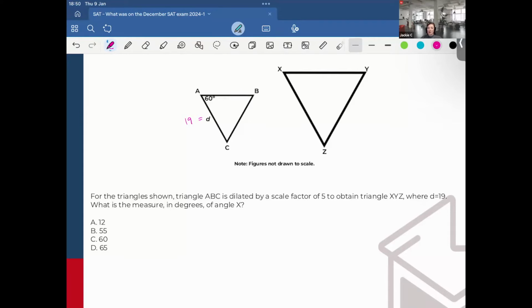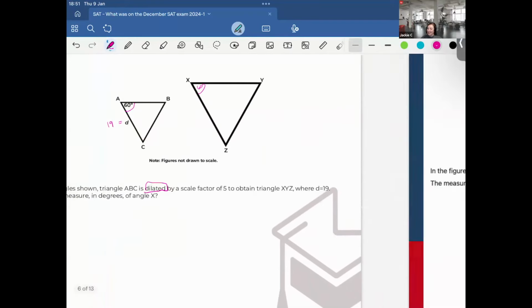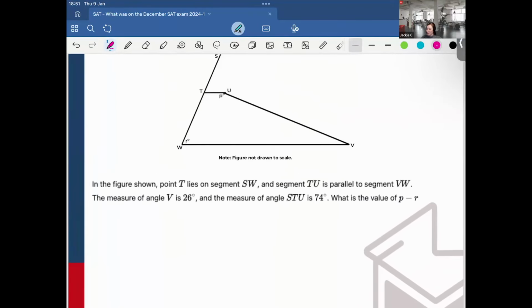trying to be confusing, but basically whenever there's a dilation that occurs, the dilation scales all side lengths by a constant factor, in this case a constant factor of 5, but the angles will stay the same. So if angle A is 60 degrees, then angle X is going to also be 60 degrees. And that would be the answer. How amazing. Okay, continuing our journey.